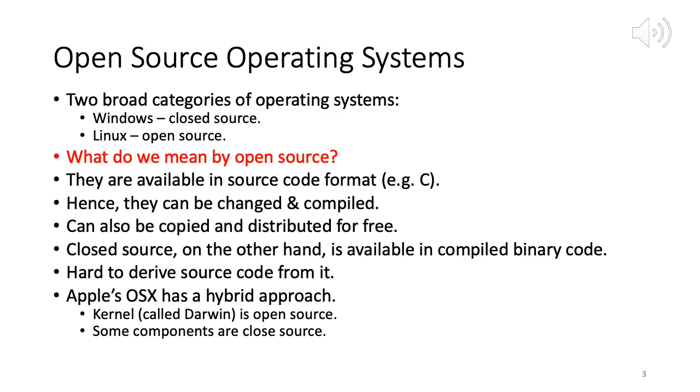Example of an open source operating system, Linux. As the name suggests, what do we mean by open source? It means that the source code of the operating system is available in the public domain. So if I want to see the source code for Linux, I can easily do that. So open source code is available in the public domain.